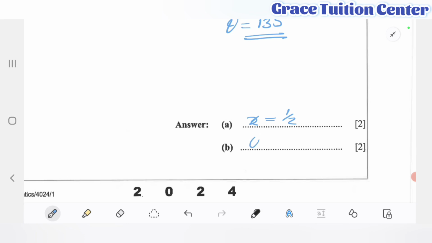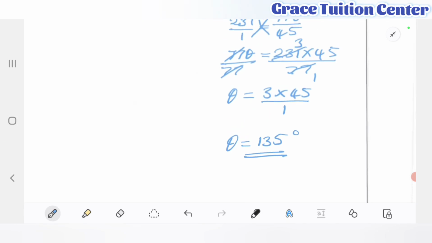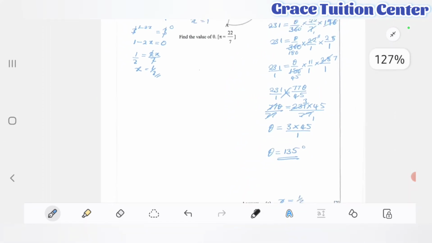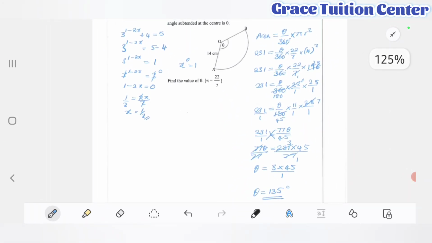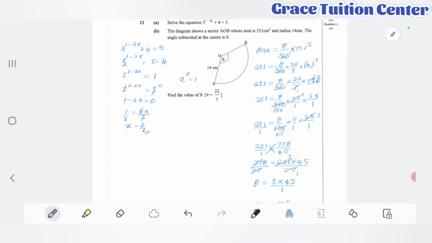So meaning that this here is our value of what? Theta. So we can come here and then write down our theta to be 135 degrees. Is that okay? Yeah, so that is our value of theta, 135 degrees. We can just zoom that out so that you can see the whole solution on one page. So that is what we have gone through there.